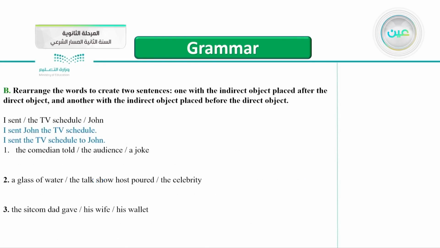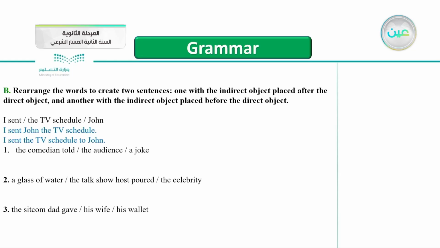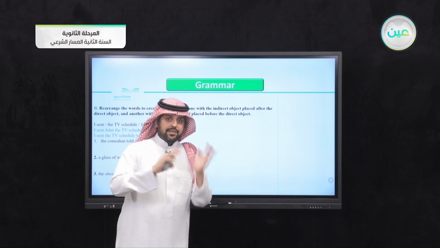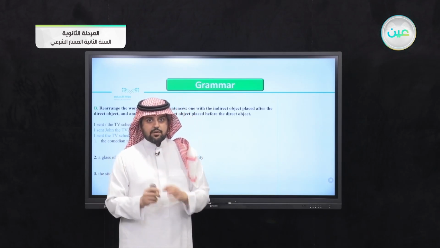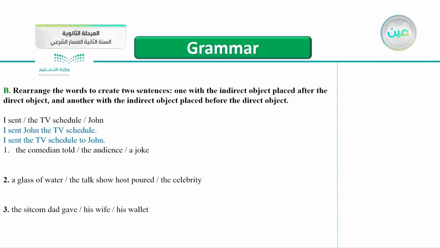The second exercise here, rearrange the words to create two sentences. So we have to rearrange these words to create two sentences. Pay attention, not one, two sentences. One with the indirect object placed after the direct object, and the other one, the indirect object placed before the direct object. So we have to switch the direct and the indirect object places. We'll write two sentences where the places are switched. The first one here is already done.